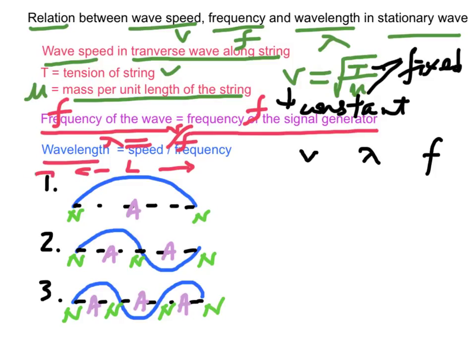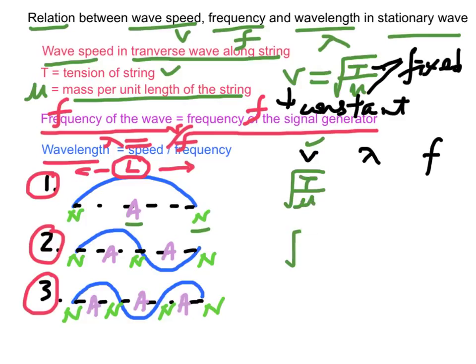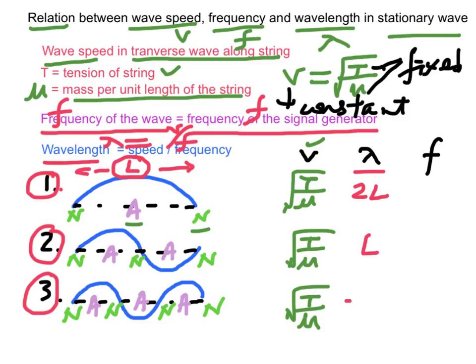Let's see three stationary wave patterns on the same string. Let L be the length of the string, N be the nodes, and A be the anti-nodes. In all cases, the wave speed is root T over mu, which is the same since T and mu do not change. The wavelength in case 1 is equal to 2L. In case 2, lambda is L. In case 3, lambda is 2L over 3.